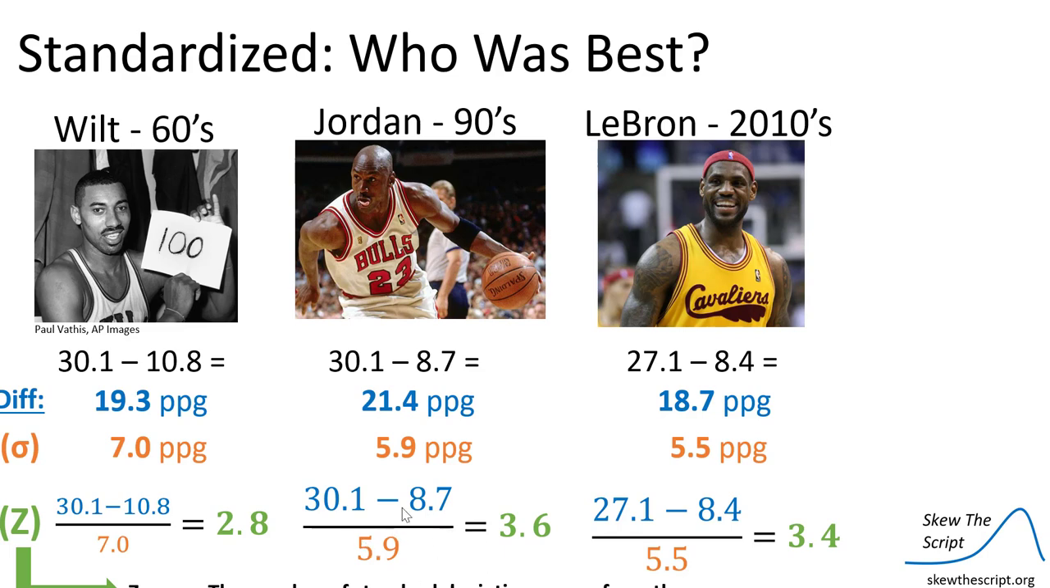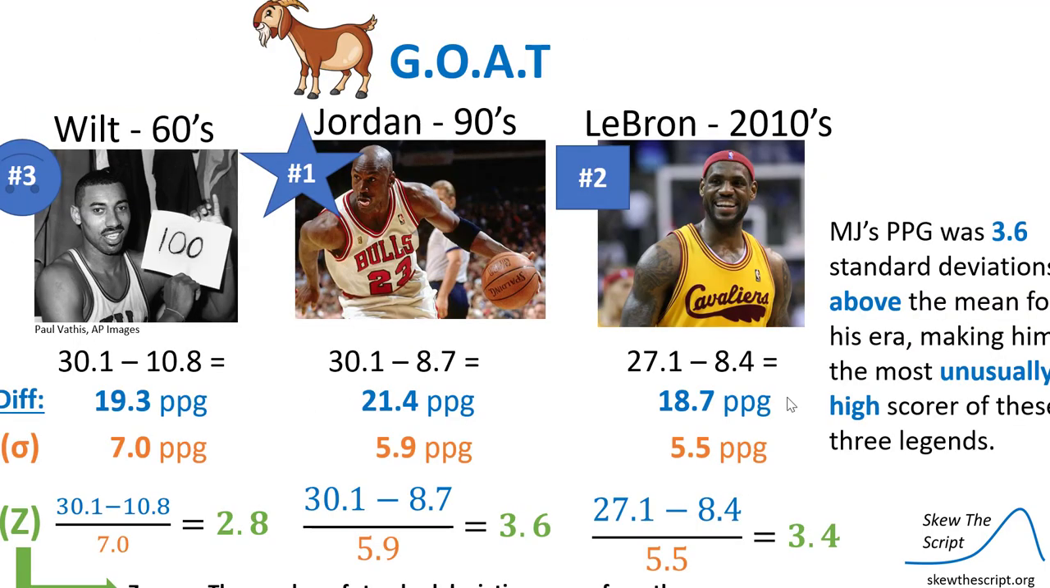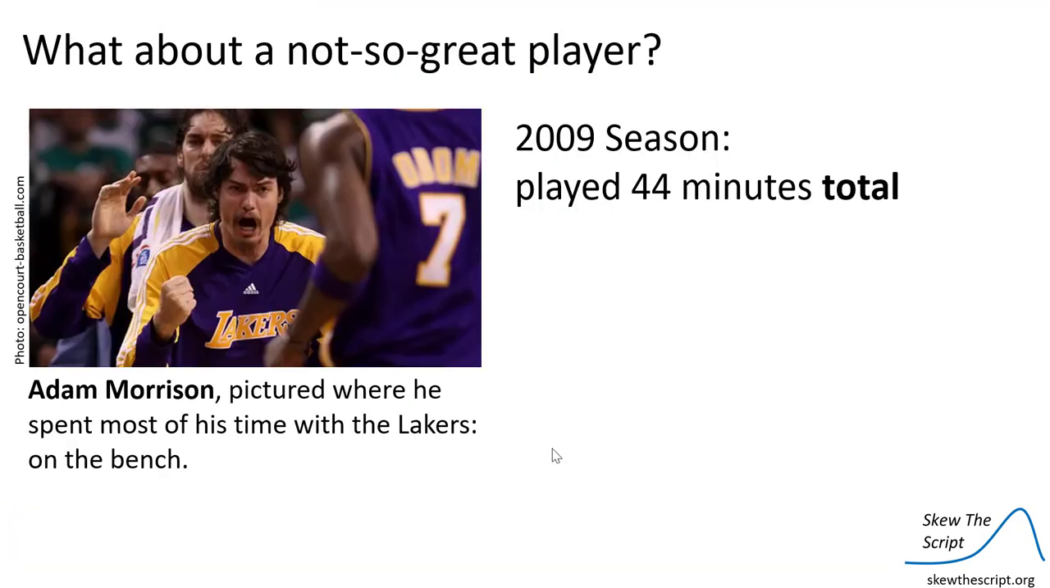Jordan scored when there was only 5.9 points of variability. He was 3.6 standard deviations above the mean. Very good. And then LeBron was 3.4 standard deviations above the mean when we take into account the standard deviation of 5.5 points per game. So now, when I look at who was the greatest of all time, Jordan is clearly number 1. LeBron is a close second, and Wilt Chamberlain is third, because Michael Jordan's points per game was 3.8 standard deviations above the mean, making him the most unusually high scorer of these three great basketball legends.